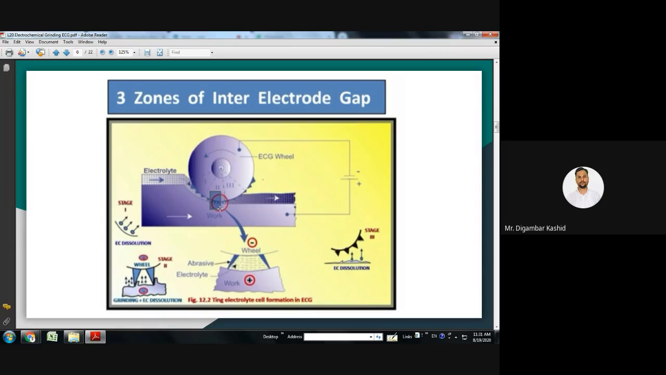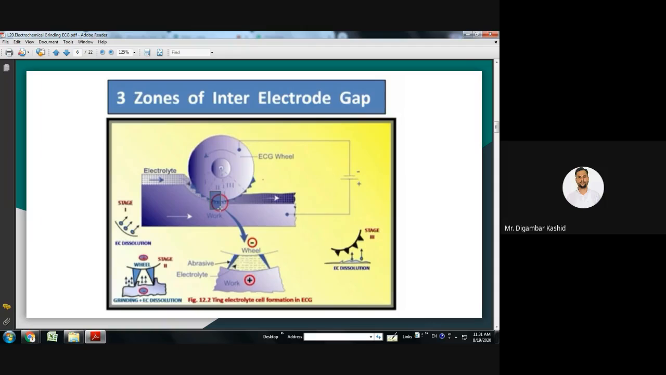Here the electrochemical reaction may result in the formation of a passive layer on the workpiece surface. And in this zone 2, abrasive grains remove material from the workpiece in the form of chips. So due to the abrasive grains, formation of chips will take place, and the non-reactive oxide layer will also be formed. Most metal oxides formed are insoluble in water and electrically non-conductive.